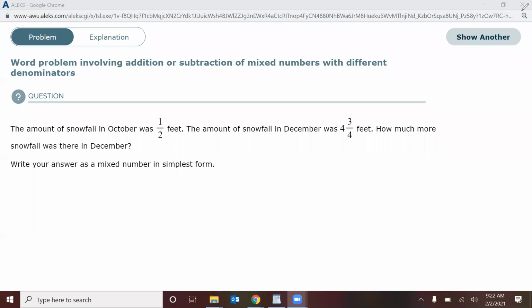Let's do another word problem. The amount of snowfall in October was 1/2 feet. The amount of snowfall in December was 4 3/4 feet. How much more snowfall was there in December? Write your answer as a mixed number in simplest form.